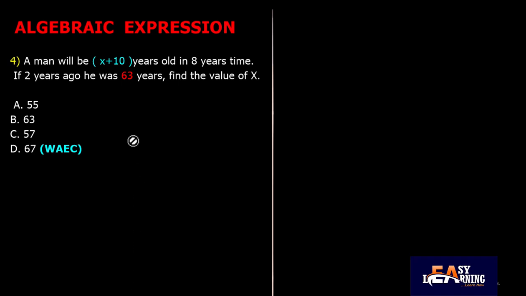Okay, so let's take this example. A man will be x plus 10 years old in 8 years time. If 2 years ago he was 63 years, find the value of x. And we have the options here.